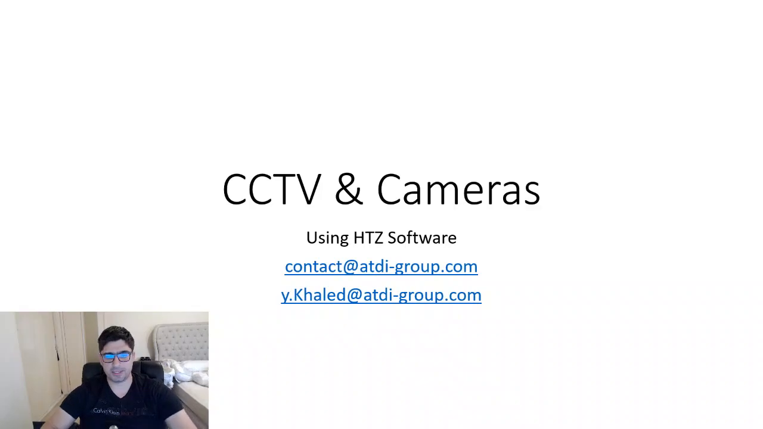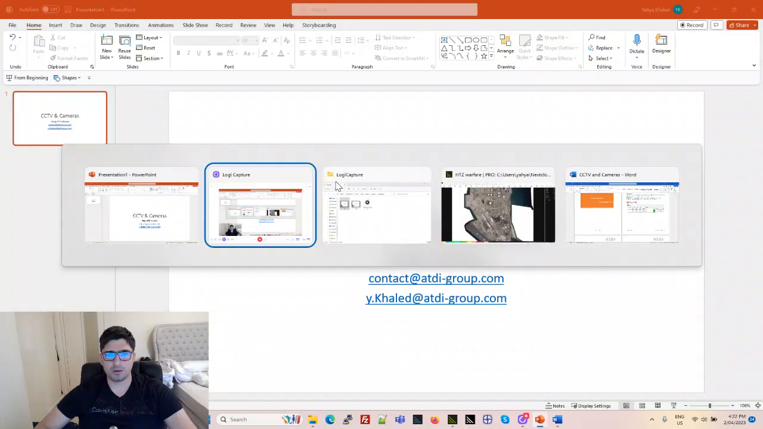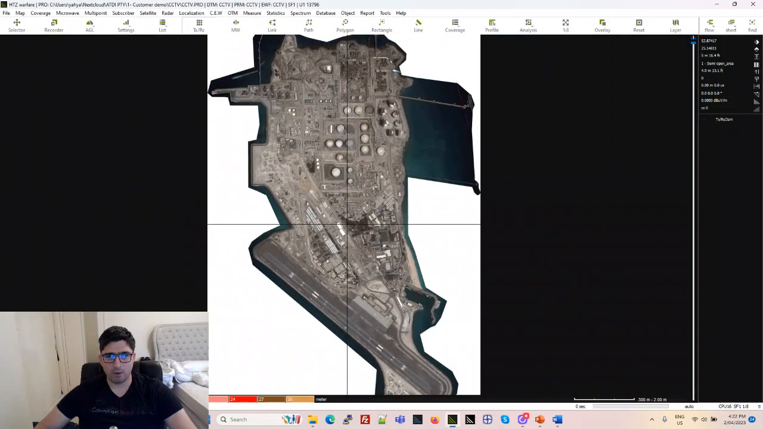Today's topic is relatively new, CCTV and cameras. First time we introduced CCTV object in the software was about a year ago, and we recently added new features. That's why we wanted to bring this to a video and then show to our clients. So let's get started. Now, where do we use cameras? And why is it interesting to us?